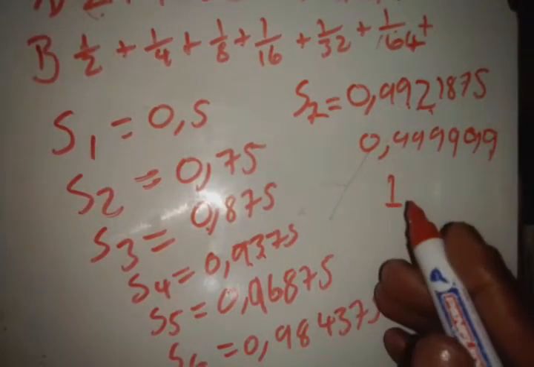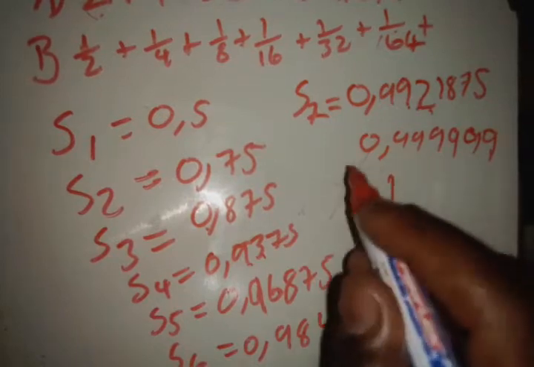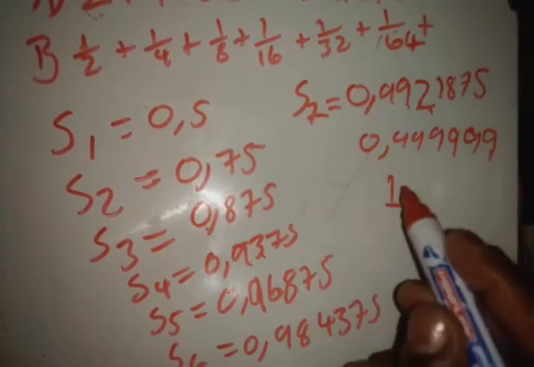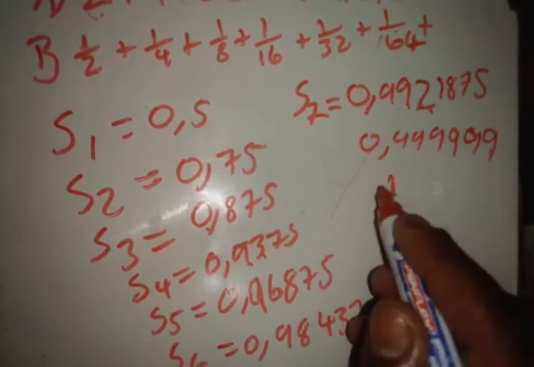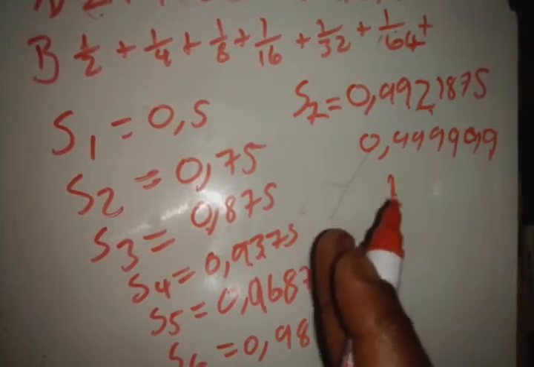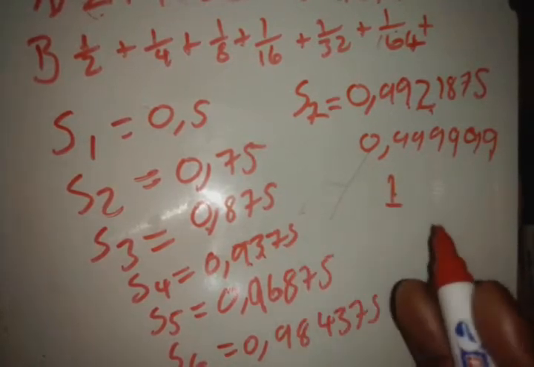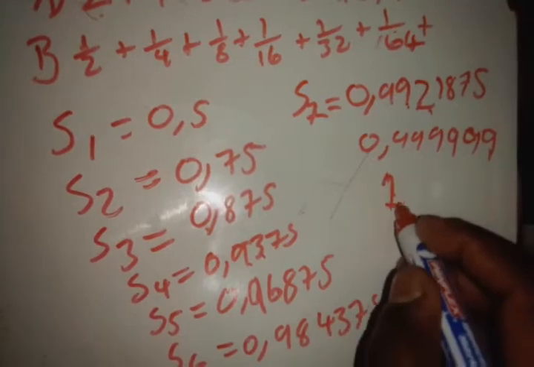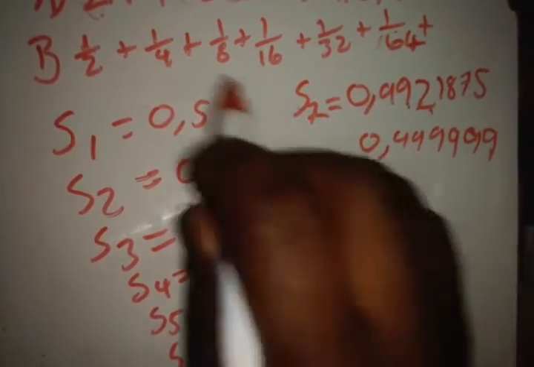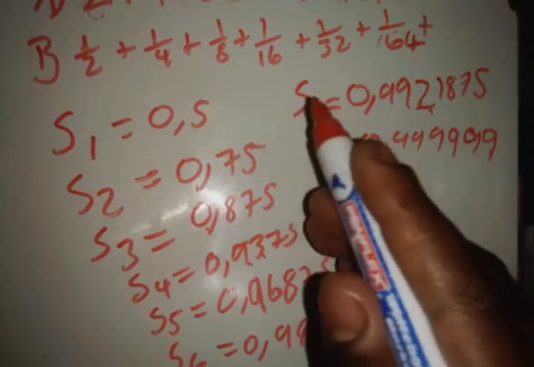So there's a limit. The limit here is 1, right? So the boundary is 1, so it never passes 1. As a matter of fact, it never reaches 1 except if we reach infinity. That's when it will reach 1. So 1 is the boundary. So this pattern converges.